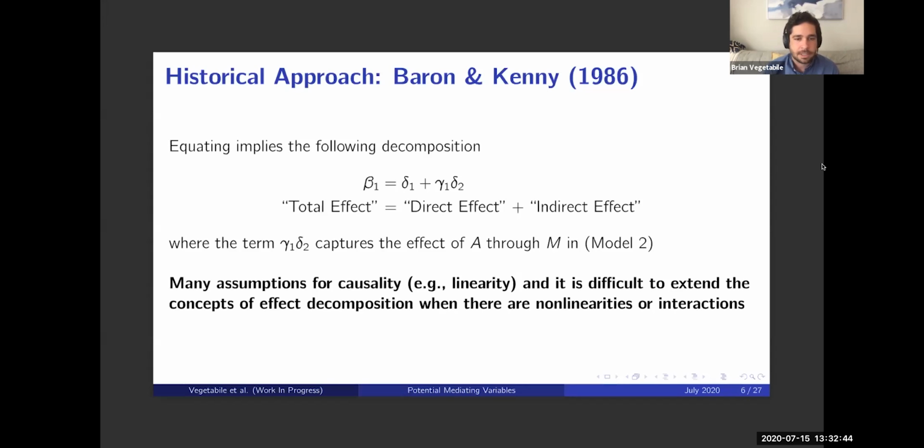In these models, as was alluded to in the last talk, there are a lot of assumptions for causality. We're talking about linearity, correct model assumptions, and it's difficult to extend the concepts of effect decomposition when there are nonlinearities or interactions among the models. But we largely want to talk through this idea of decomposing pathwise effects, but reducing some of these linearity assumptions.